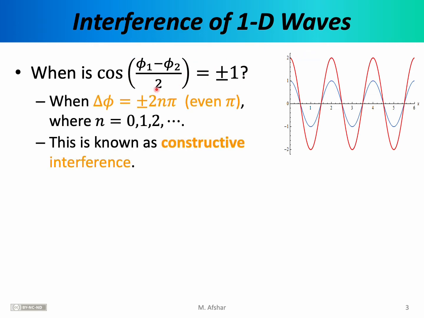A little more formally, we can say that the difference between the two phase constants, delta phi, should be equal to 2 times some integer n times pi. The integer n is going to be 0, 1, 2, 3, 4, and so on. And of course, when you take the integers and you multiply them by 2, you get the even integers. So what we're saying is when the numerator is equal to an even multiple of pi, the cosine function of delta phi over 2 is going to take on its optimal value.